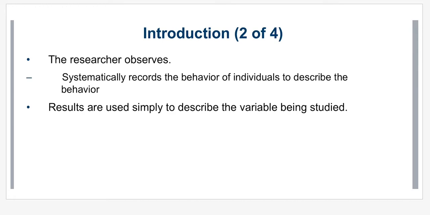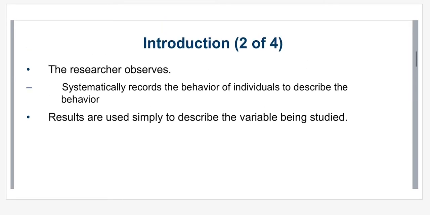So the researcher observes, obviously, in observational research, right? That's what observational research design is, literally behavioral observation. So they're systematically recording the behavior of individuals to describe that behavior. Again, the results are used simply to describe the variable being studied. We're not explaining or offering any kind of explanation for it. The examples your book gives are mating behavior of birds, or setting up an observation of parent-child interactions at a playground, or simply observing shopping behavior at a mall. So all of that is just simple behavioral observation.